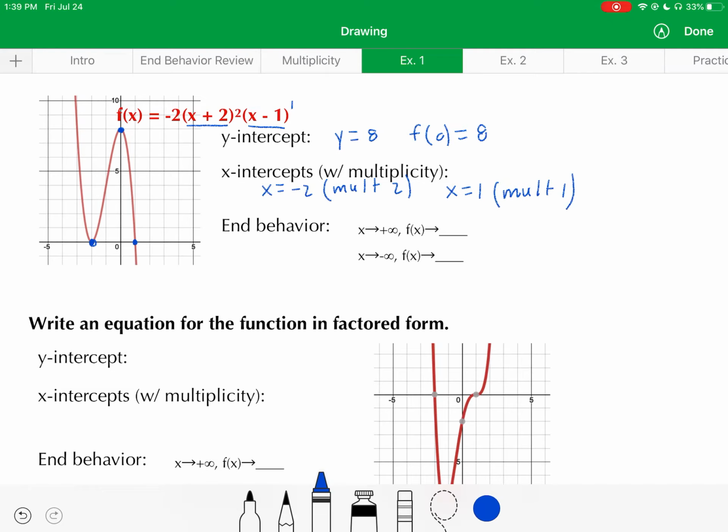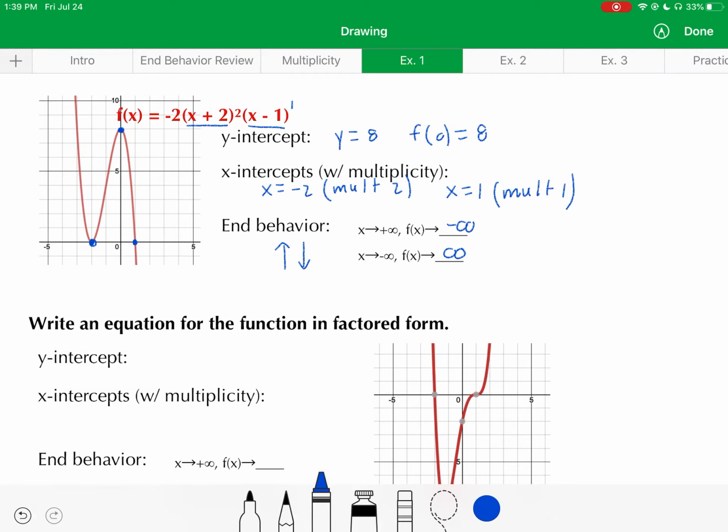Okay. Now, end behavior is going to be based on the sign of the leading coefficient as well as the degree of the function. I can tell it really easily just by looking at the graph, though. It's up on the left, down on the right, meaning as x approaches infinity, f of x is approaching -infinity, and as x approaches -infinity, f of x is approaching infinity.